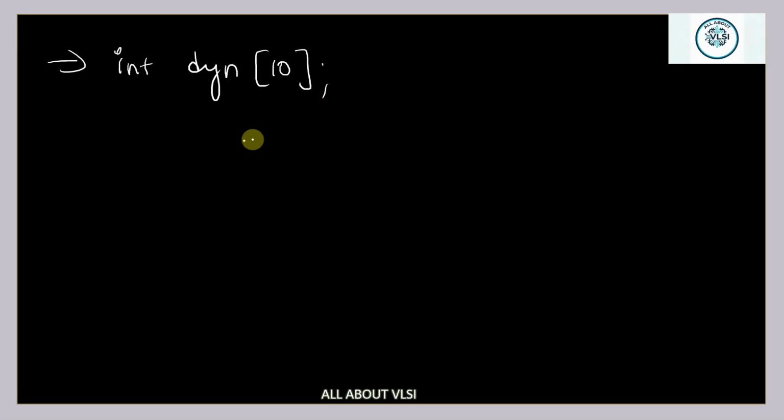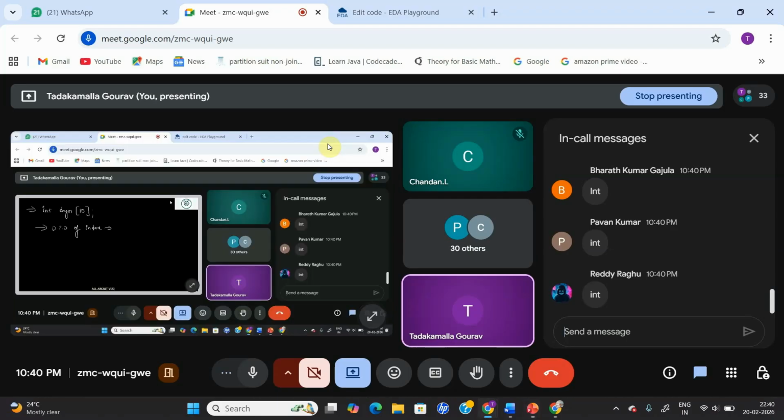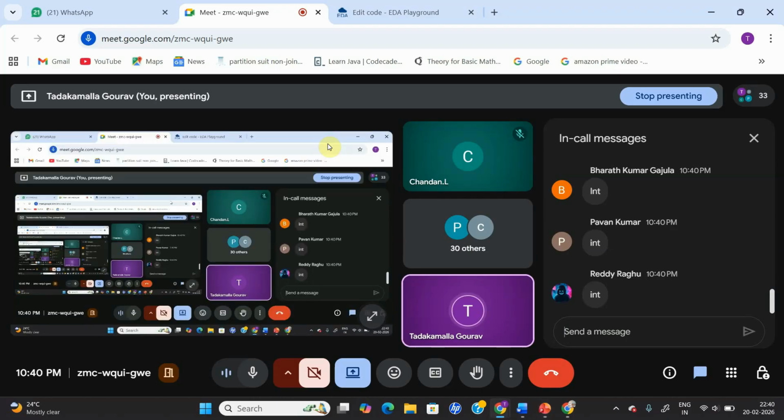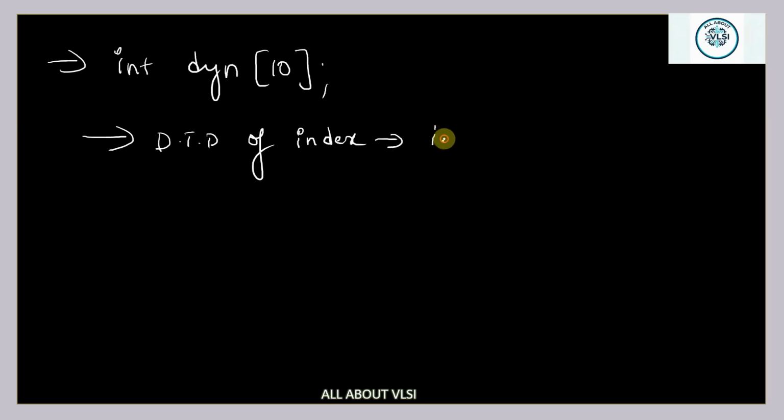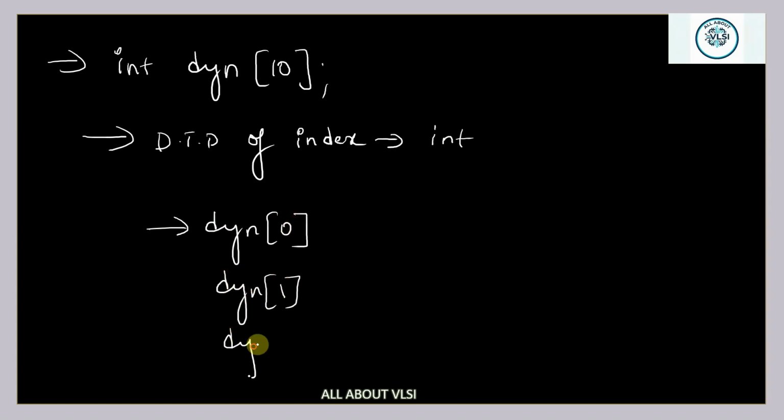Now, what is the data type of the index? Can anyone tell me what is the data type of index? Int. Exactly. So it is basically int. So you are going to write dyn of 0, dyn of 1, dyn of 2 like this. You are going to have it, right? And it's an int data type.